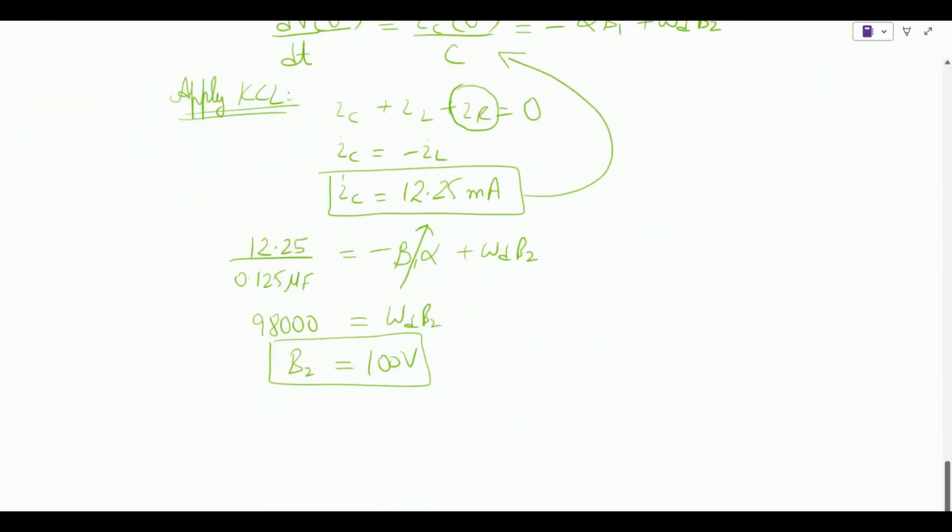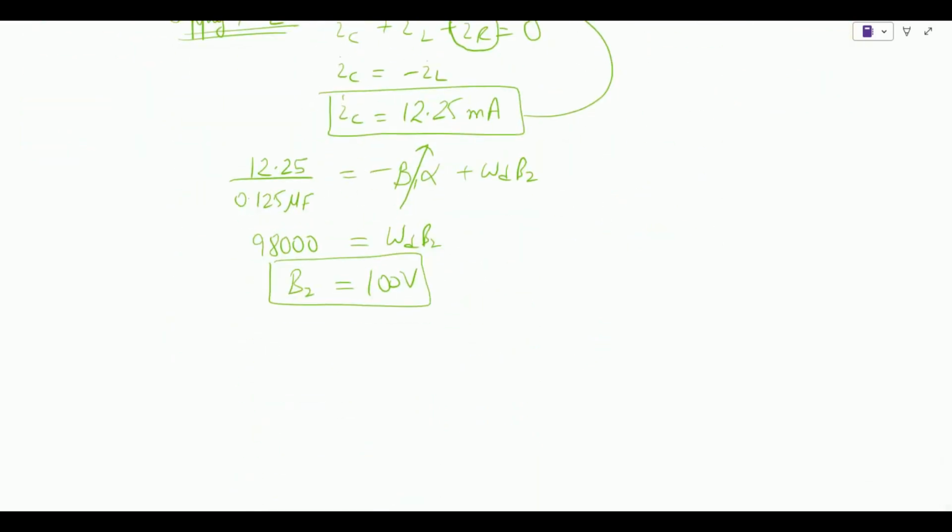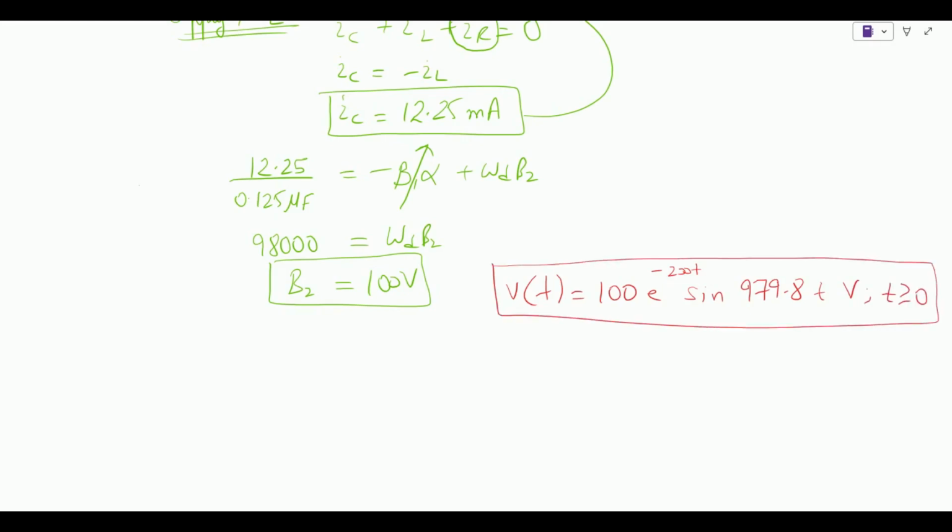So this is B2, which means our final equation for the voltage will have this form: v(t) equals 100 e raised to the power minus 200t sine of 979.8t volts for t greater than or equal to 0. So this is the voltage expression for the underdamped response of a parallel RLC network, and hence we have concluded this problem.